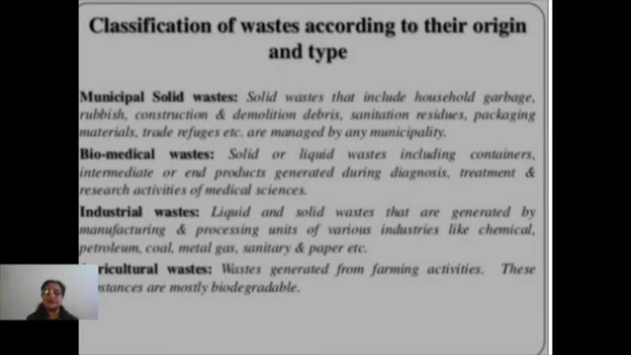Next is industrial waste. Liquid and solid waste that are generated by manufacturing and processing units of various industries. So under this you will find the chemical, petroleum, coal, then the paper, metal, gas, all these are the different industrial wastes. In this form the wastes are generated. Then next is agricultural waste. What is agricultural waste now? The waste generated from farming activities or from the agricultural fields. That is basically belonging to the type which we discussed in the earlier part, that is biodegradable. Agricultural waste is typically a waste belonging to biodegradable waste.